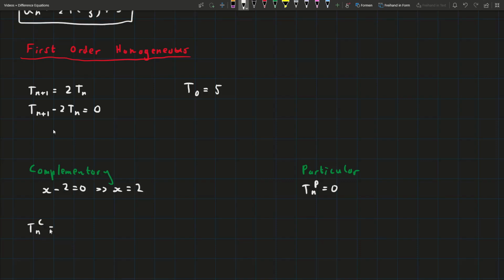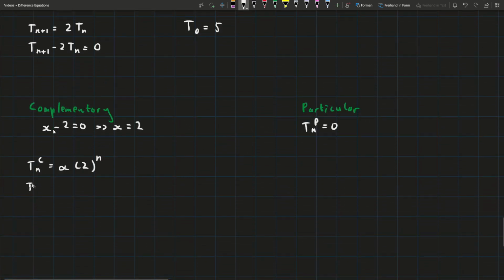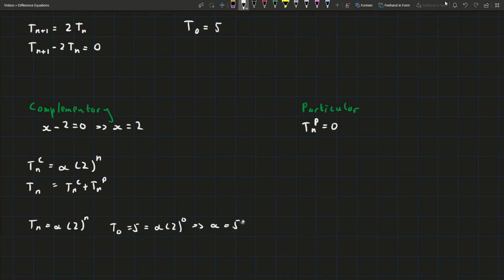So our complementary solution will be equal to some constant times 2 to the power of n. Our final solution is going to be our complementary solution plus our particular solution, of which there is none. So that means that our final solution is just alpha times 2 to the power of n. What's alpha? Well, we know that T0 is equal to 5, which is equal to replacing that n with a 0, we get alpha times 2 to the 0, which means that alpha is equal to 5. That means our final solution, Tn, is equal to 5 times 2 to the power of n.